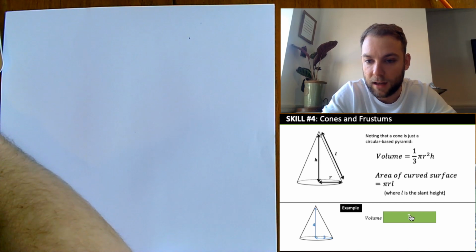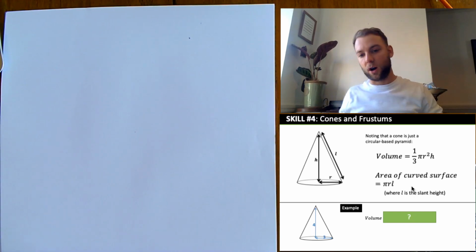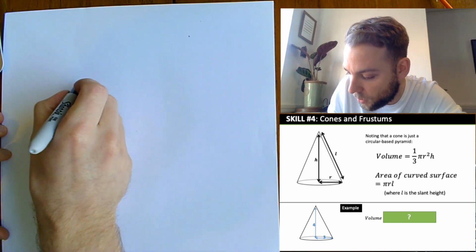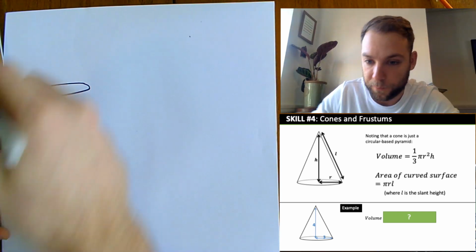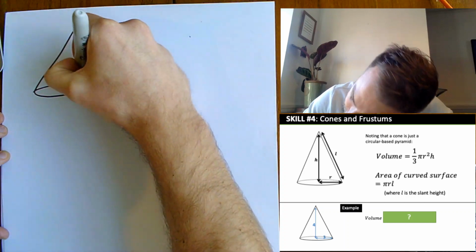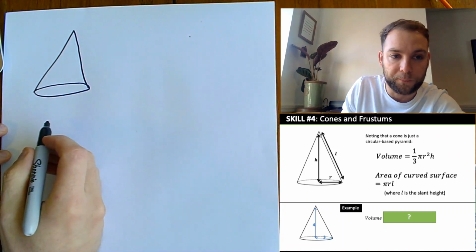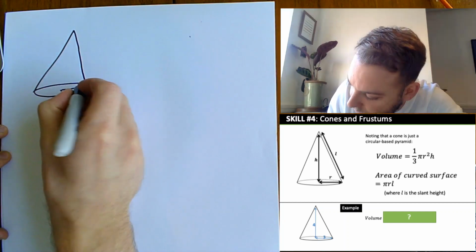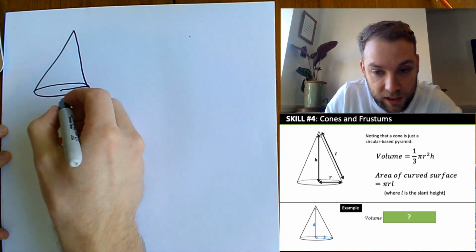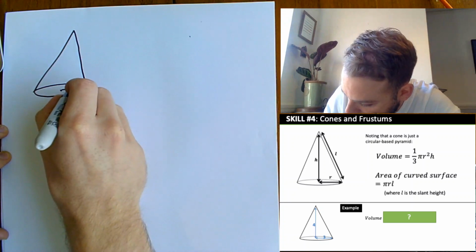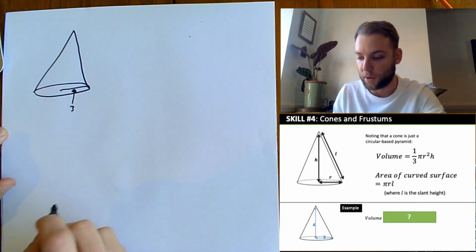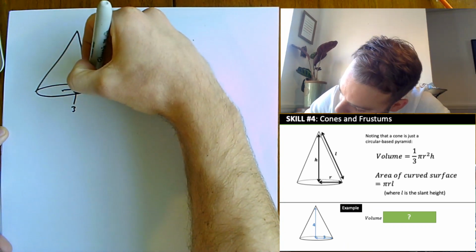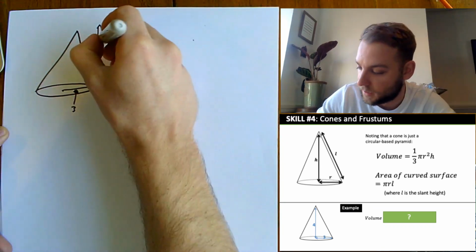And then let's have a little look at this one. Let's just start off with an example that we already know how to do. So we've got our cone here. Remember to draw an oval at the bottom, and then we're just connecting up at the top. We've got our radius at the bottom, which is 3, and our vertical height here, doesn't matter whether that's inside or outside, which is 4.